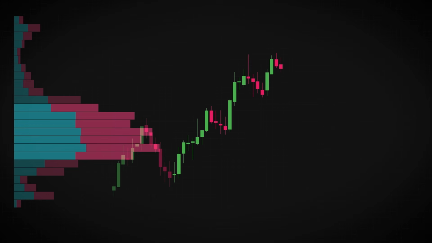Now, here's the mistake nearly everyone makes the week they find this thing. They treat it like a signal. Like, buy at the green bit, sell at the other green bit. It's not a signal, it's a map.